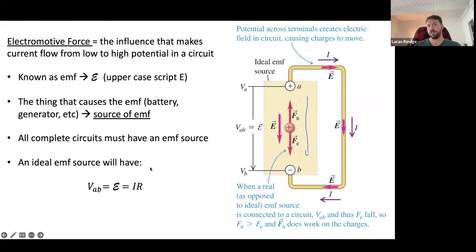So why is it called EMF? It's just a historic name. Electricity has been studied for a long time, and that was the name that had been given to this phenomenon, bringing charges against the potential to keep the current flowing.